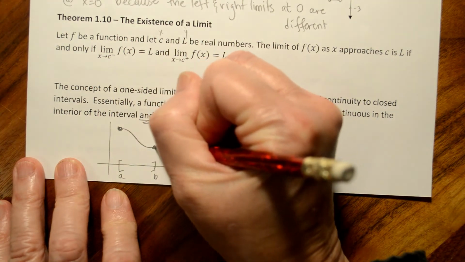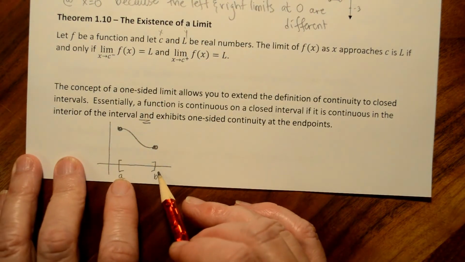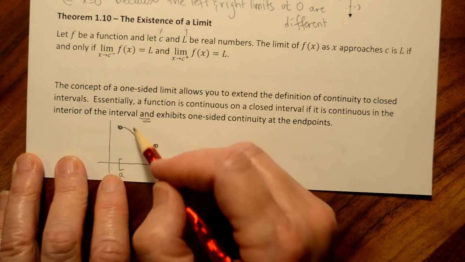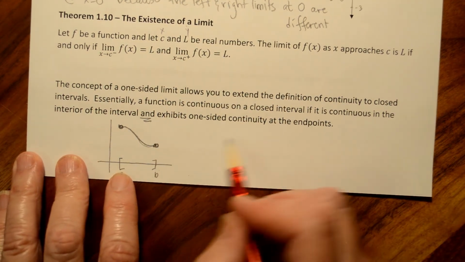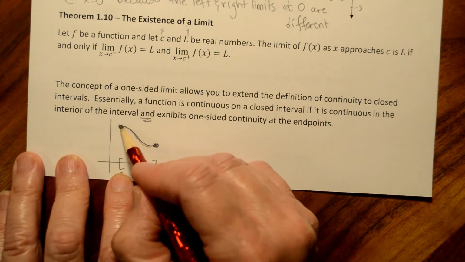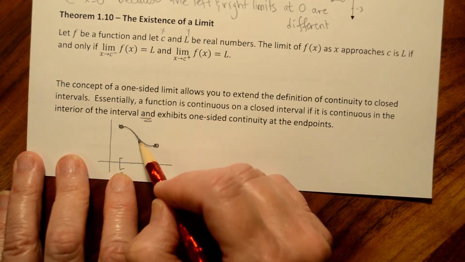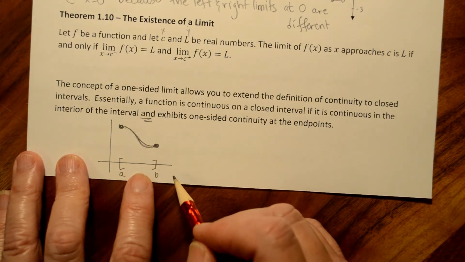So I can say that this is continuous on the closed interval if it's continuous everywhere inside, and it has one-sided continuity at the endpoints. In other words, the limit exists right here, and it is that value, right? And then here we would say this limit exists, and it is that value, right?